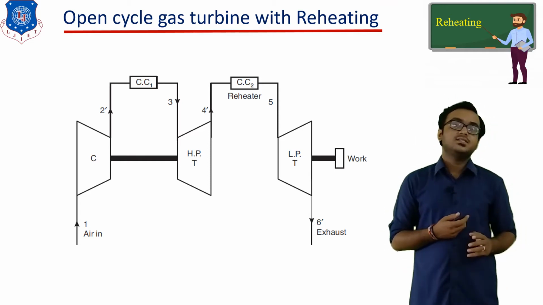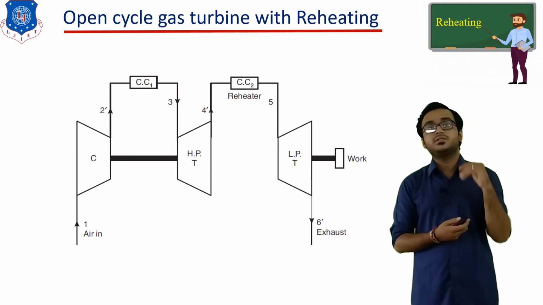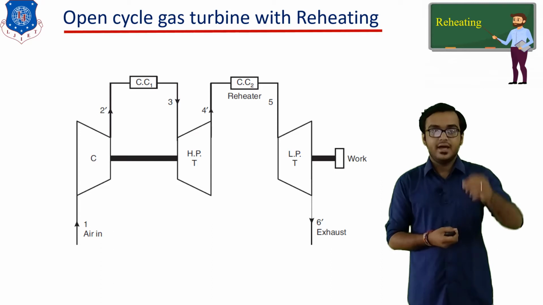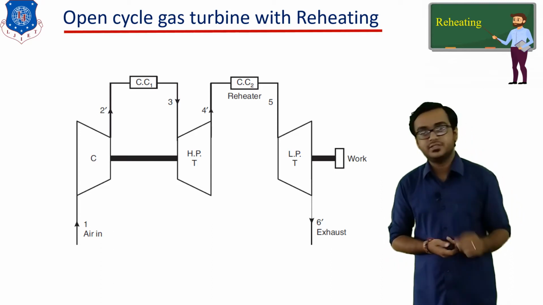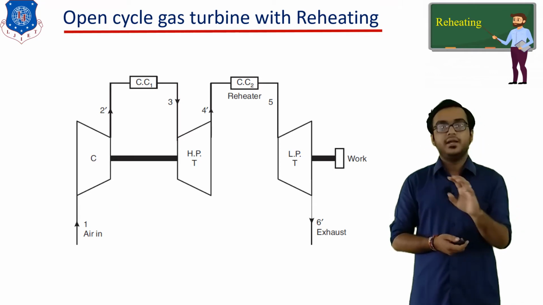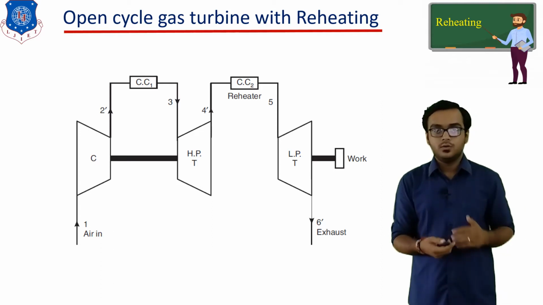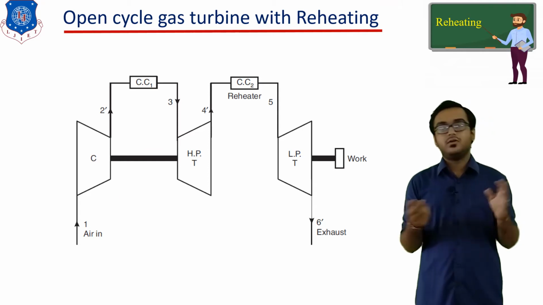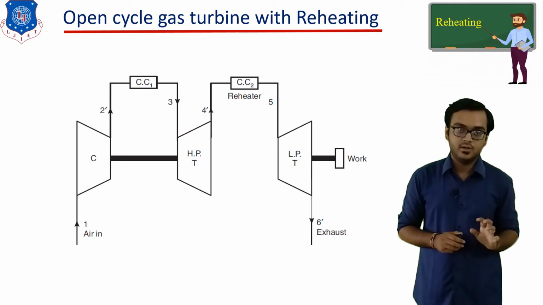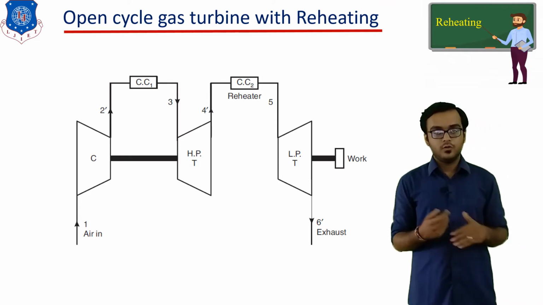From point 4, the low pressure and low temperature air is supplied to combustion chamber number 2, where it gets mixed with the fuel, combustion occurs, and at point 5 we have extremely high pressure, high temperature air. Now this air is supplied to the low pressure turbine, and the low pressure turbine produces the mechanical power which is supplied later on to a generator to produce electricity or for any other purpose. Okay, clear to all? So here we have the theoretical aspect of the open cycle gas turbine with reheating. What do you mean by reheating?